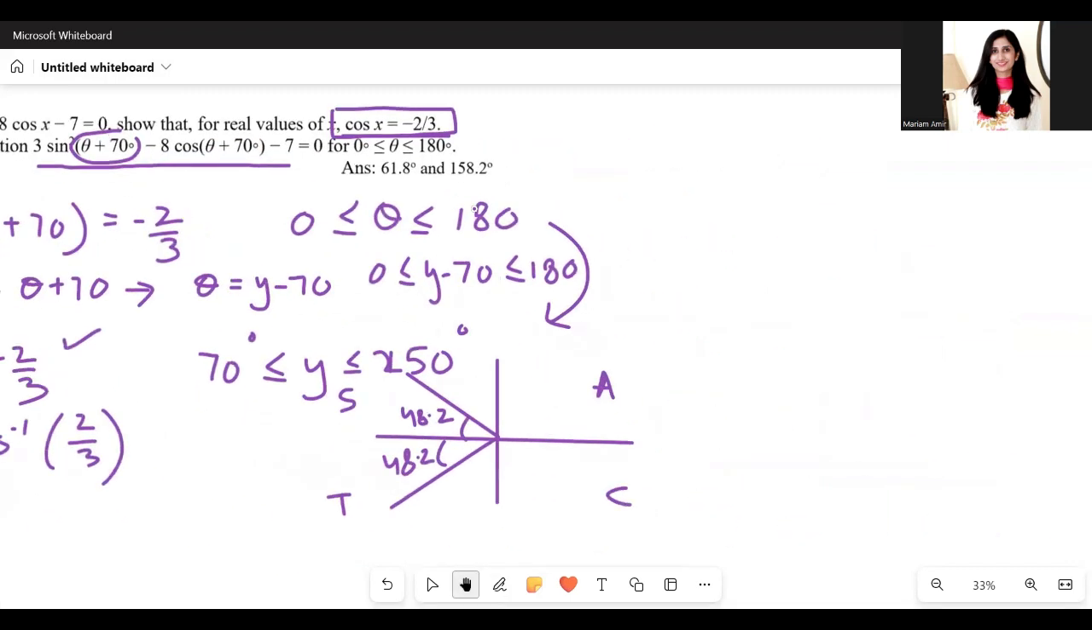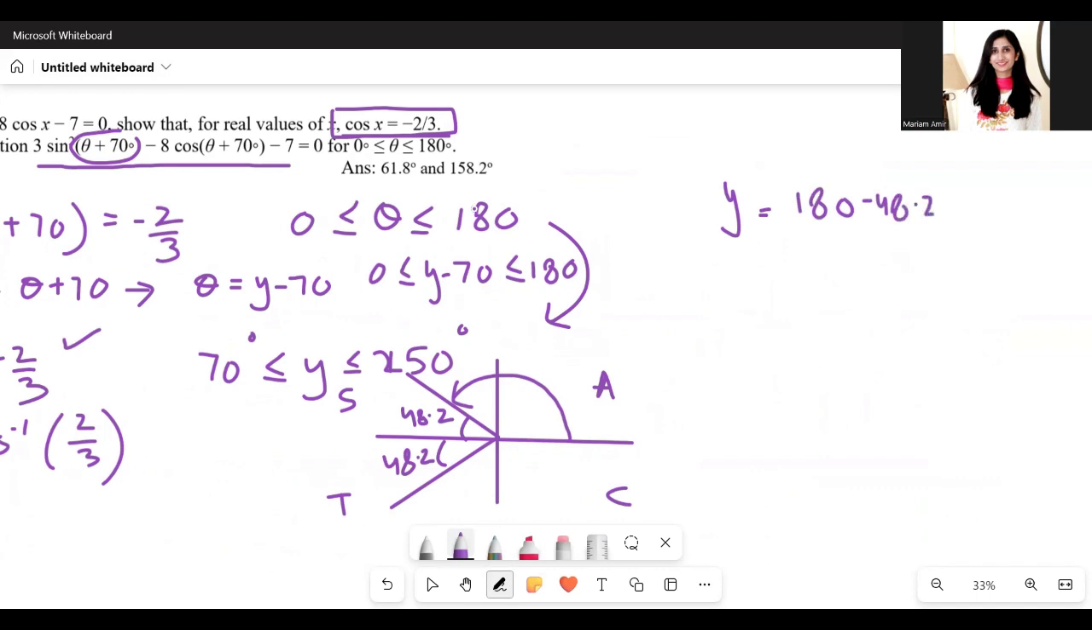Okay, so we're getting y equals, the domain is from 70 to 250. Okay, so is this in the domain? Let's check. 180 minus 48.2. Probably is. Yes, definitely is. 180 minus 48.2 gives 131.8. And the other value would be 180 plus 48.2, which gives 228.2.